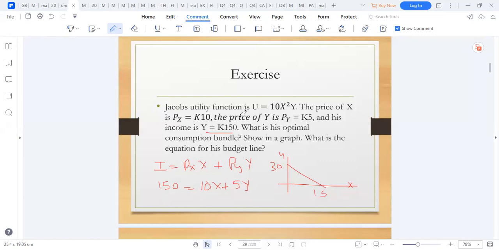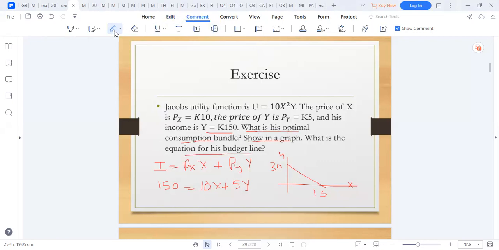So utility will be given questions as follows. We are told that Jacob's utility function is given by U = 10x²y. The price of x is 10 kwacha. The price of y is 5 kwacha. The income is 150. So we want to do three things. Number one, find the optimal bundle. Number two, graph. Number three, write the equation of the budget line.